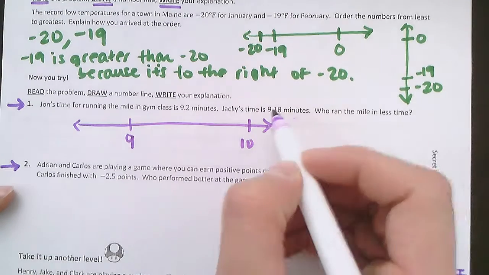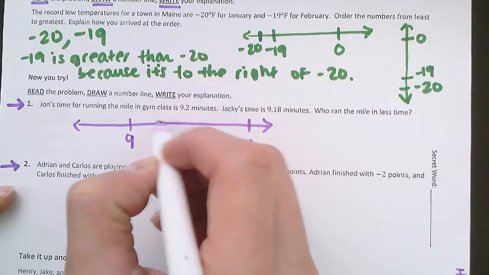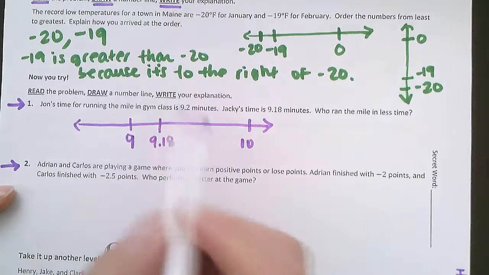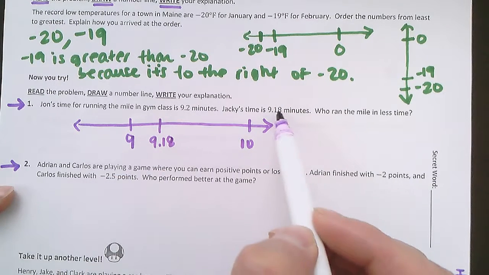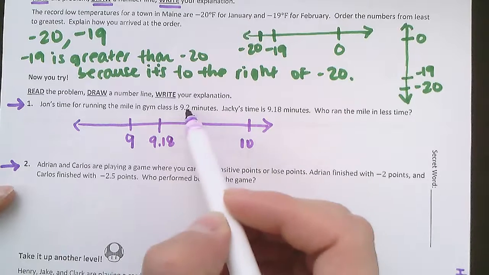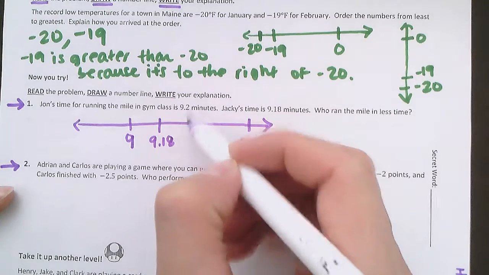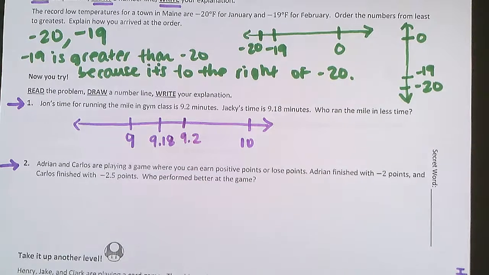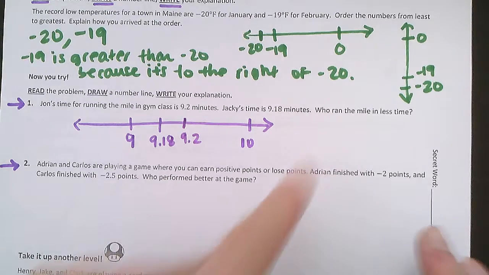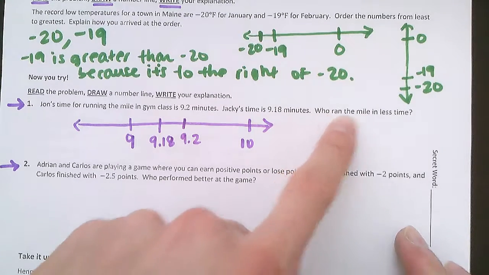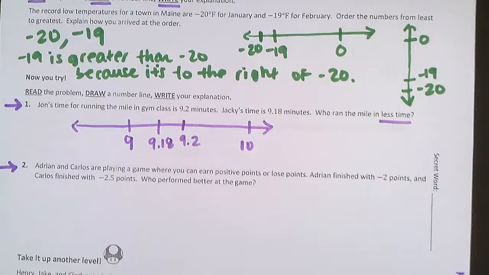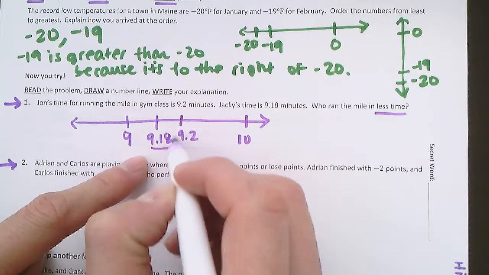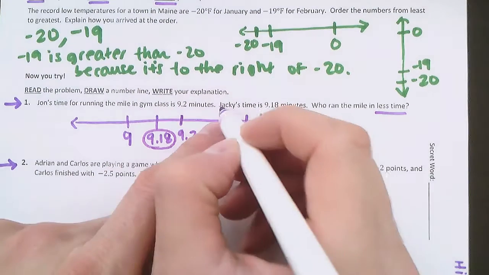So 9.18 is going to be right around here. And 9.2 is 2/10 or 20 hundredths. This is 18 hundredths, so it's going to be to the right of that. Now, it's asking me who ran the mile in less time. So less means, right, to the left. That would be the 9.18. Who was that? That would be Jackie.